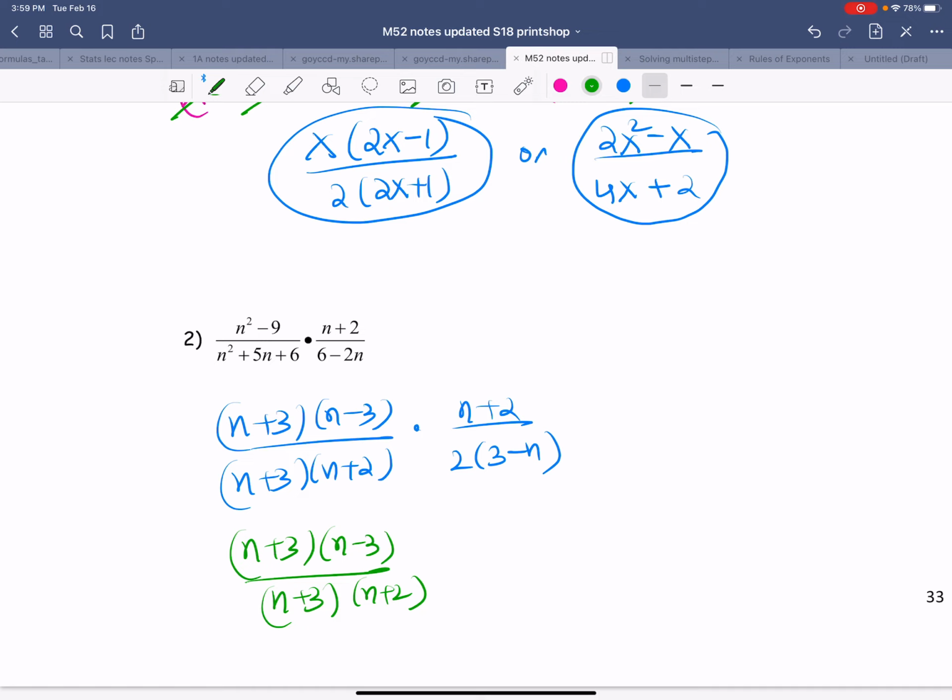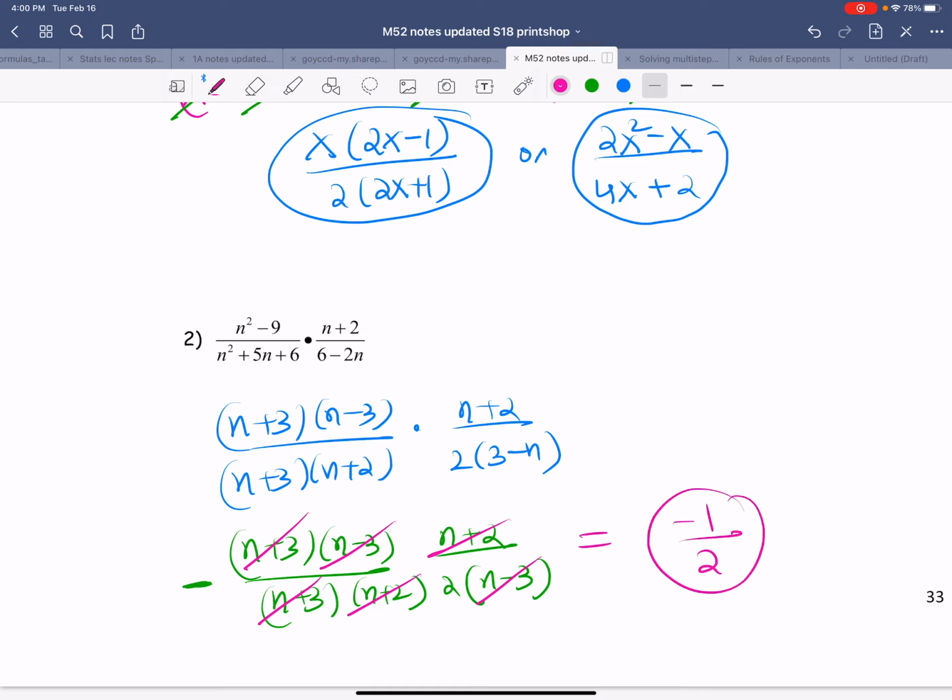3 minus n and n minus 3 are opposites of each other. So I'm going to pull out a negative sign from 3 minus n and write it as n minus 3. And now cancel the common factors, n minus 3, n minus 3, and n plus 2, and n plus 2. Again, everything in the numerator canceled. We do want to have our placeholder, which is 1, in the numerator. You can leave the negative in the middle. Same thing.